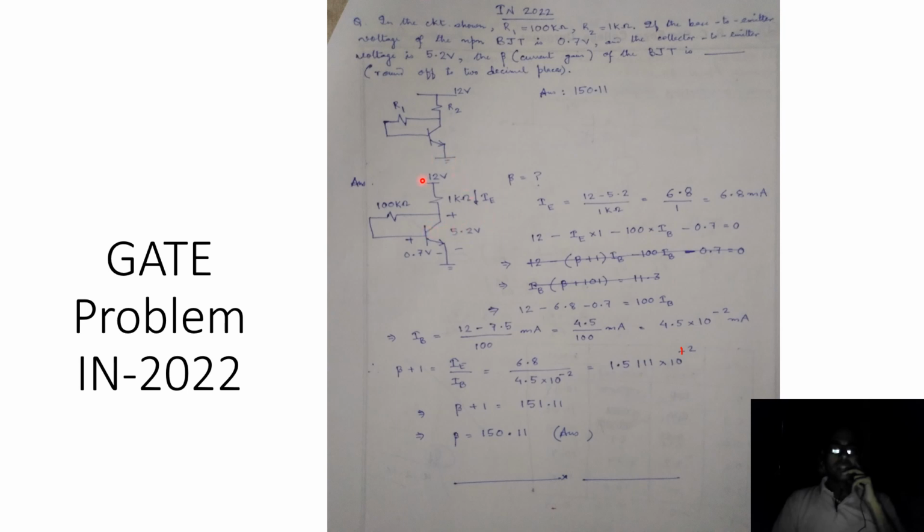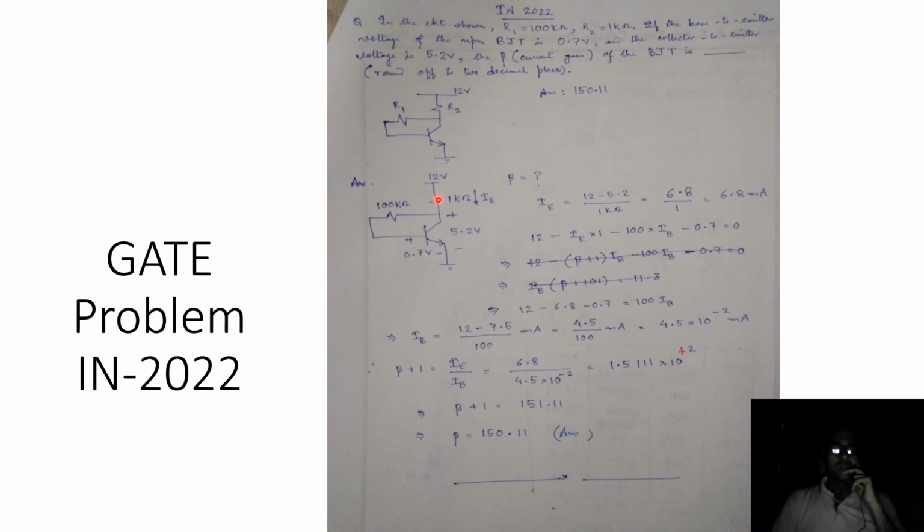And then if we look at this part of the circuit, it is very easy to find out the value of IE using Ohm's law, because IE can be written as 12 volts minus the voltage at this node, which is 5.2 volt, divided by the resistance, which is 1 kilo ohm. So IE turns out to be 6.8 milliampere.